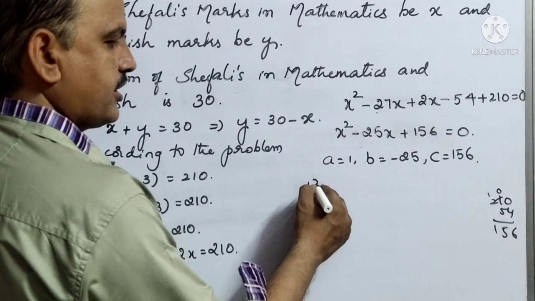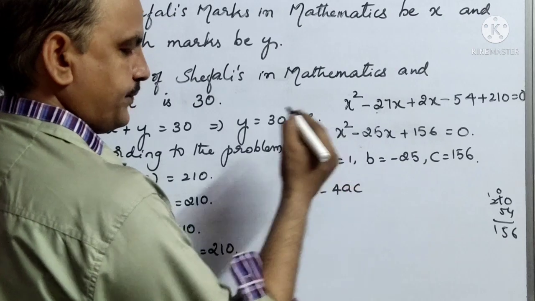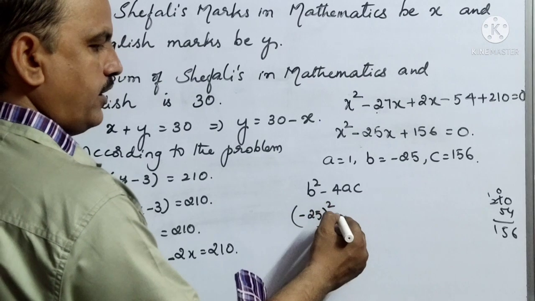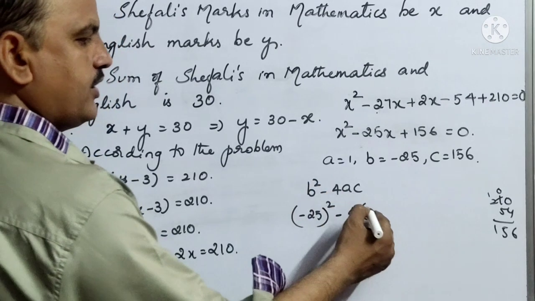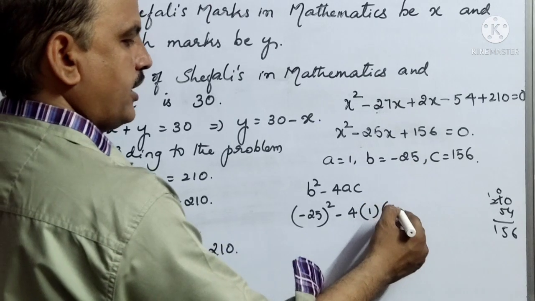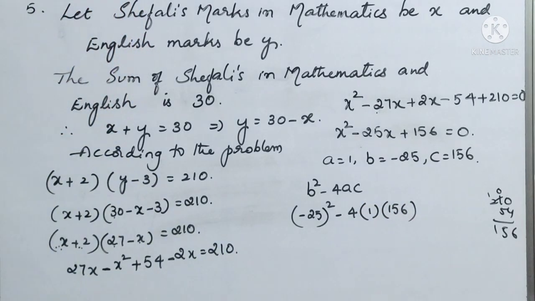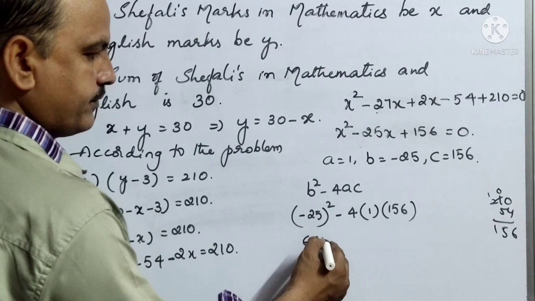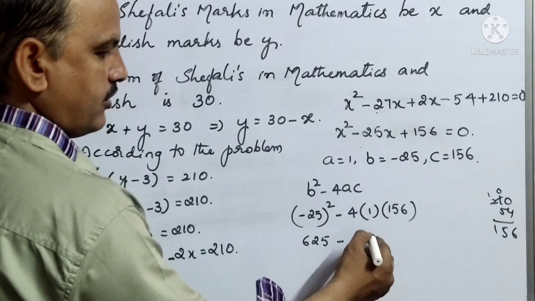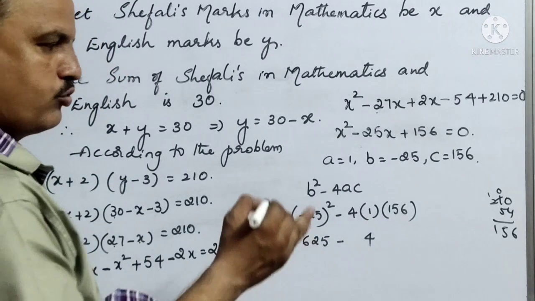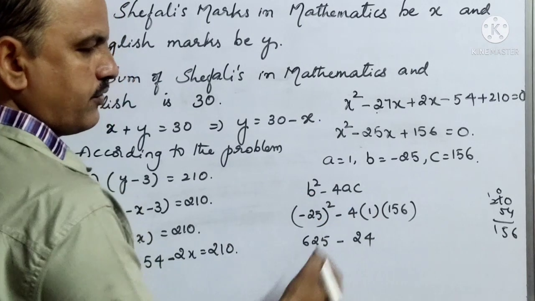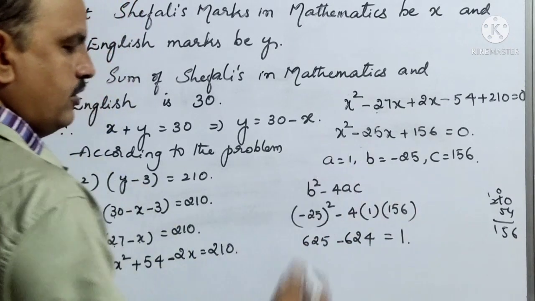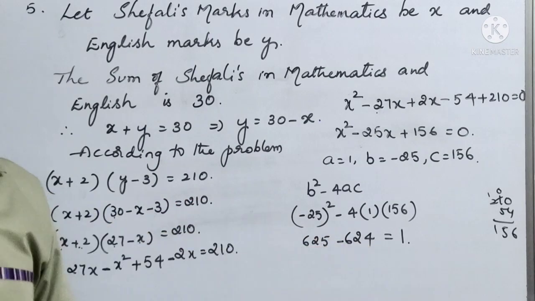As I told you, find the discriminant first. b square minus 4ac. b here is minus 25, whole square, minus 4 into a, which is 1, into c, which is 156. So minus 25 into minus 25 is 625, minus 4 into 156 is 624. So 625 minus 624 equals 1. So the value of b square minus 4ac you got is 1.